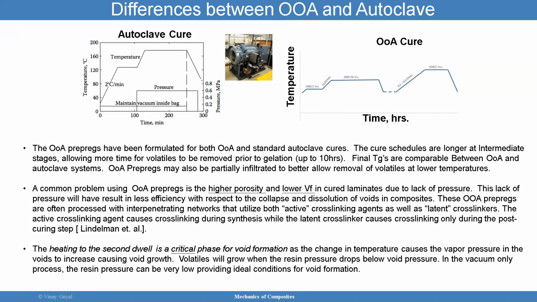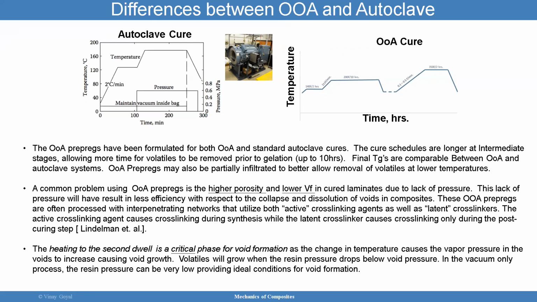So the out-of-autoclave prepregs have been formulated for both out-of-autoclave and standard autoclave cures. The cure schedules are longer at intermediate stages, allowing more time for volatiles to be removed prior to gelation. And that can be up to 10 hours. The final glass transition temperatures are comparable between out-of-autoclave and autoclave systems. Out-of-autoclave prepregs may also be partially infiltrated to better allow removal of volatiles at lower temperatures. So hopefully that's making sense to you.